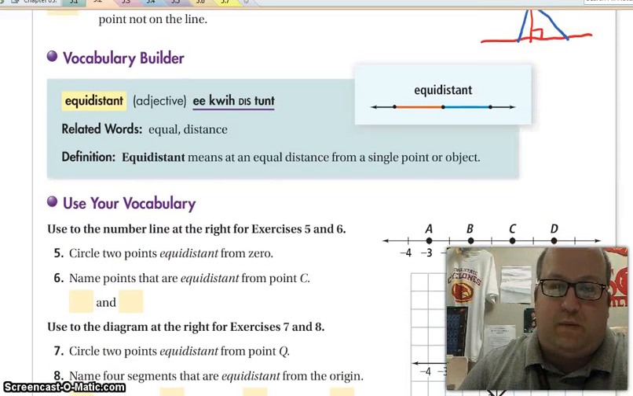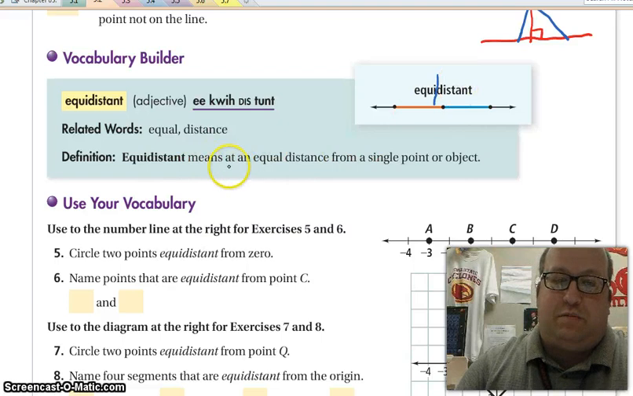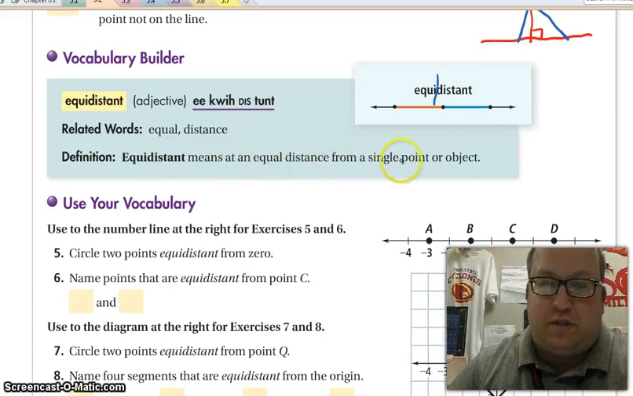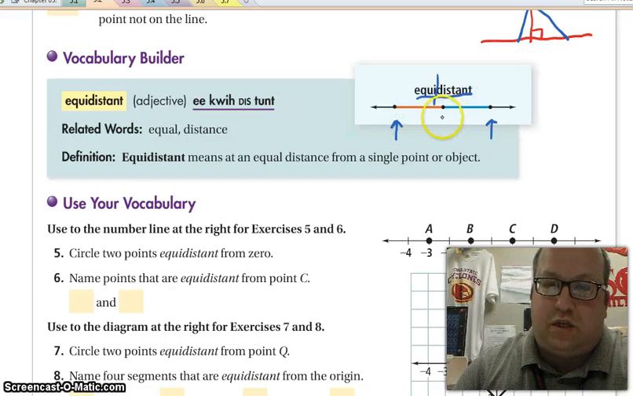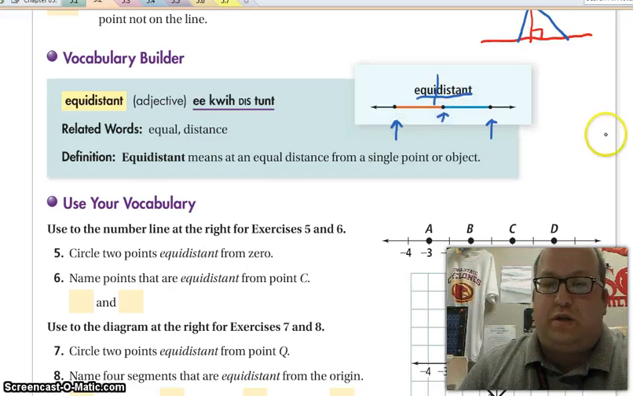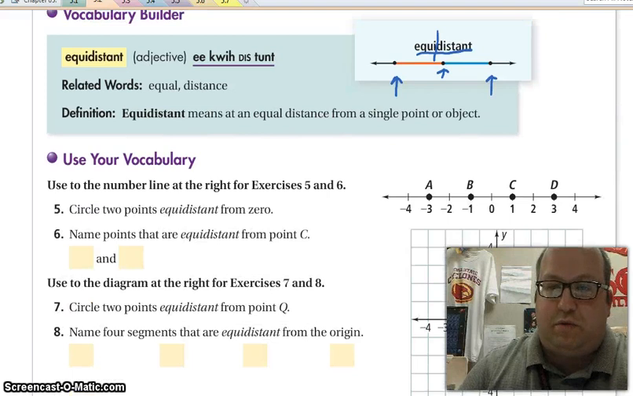All right, here's our vocabulary. Equidistant. You can see how that breaks apart. Equal for equal distance. Equidistant means at an equal distance from a single point or object. Okay, you can see these two points right here would be equidistant from the center point, which makes it a midpoint, actually.